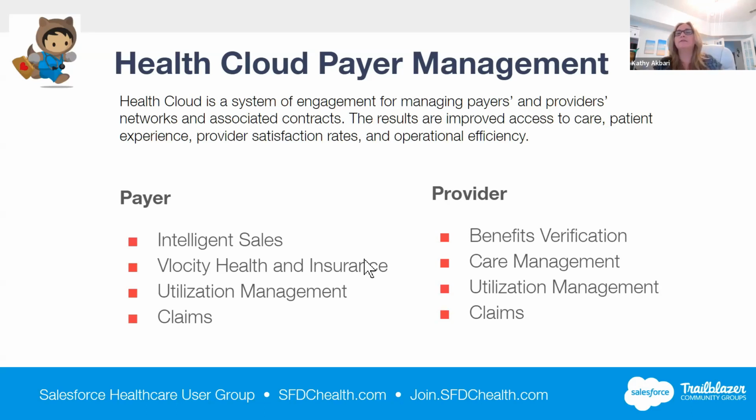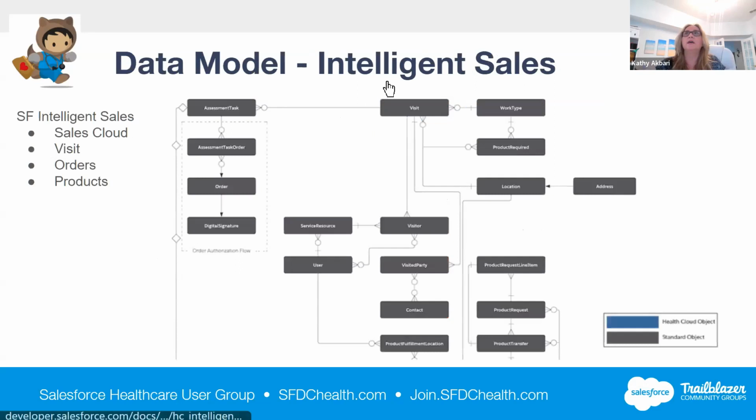So first, we're going to start off with some data models to get you used to what's in Health Cloud and what's related to payers. So the next thing we do is, this is the intelligent sales, and this is actually a cut down version because it is a very large data model, but it does cover all of the payers, sales agents, the ones who are selling the products and creating referrals and bringing in providers. This will help document all of those transactions.